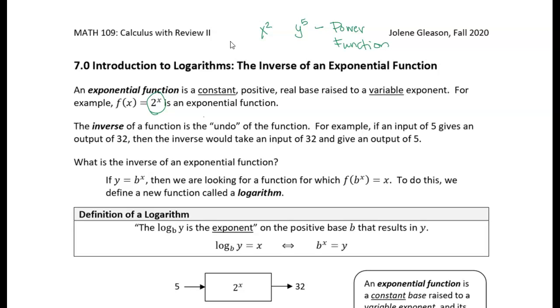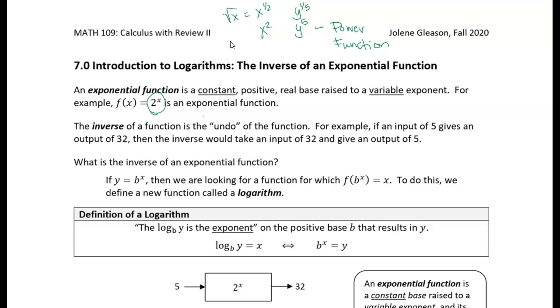Now in that review, I also talked about inverses, and we talked about the inverse of a power function. So the inverse of a power function, like say x squared, would be x to the 1/2, right? Or you could write it as the square root of x. That would be the inverse of that power function. Y to the fifth, the inverse of that would be y to the 1/5, right? So the inverse of a power function is another power function.